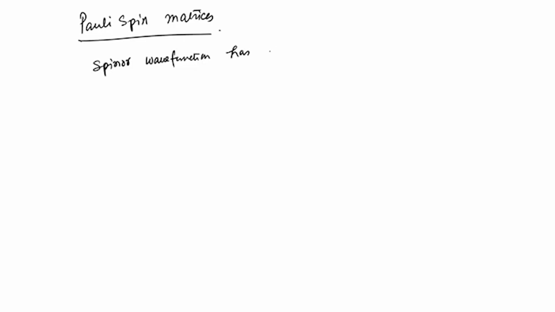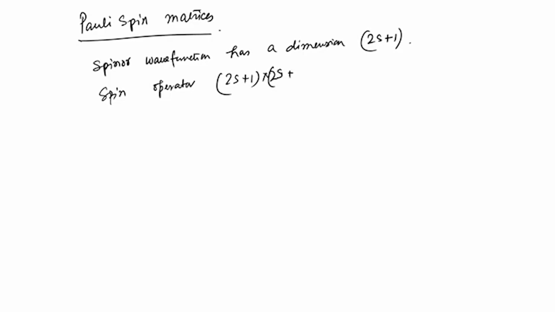The spinor wave function has a dimension which is 2s plus 1. So 2s plus 1 is the dimension, and any spin operators have the dimension 2s plus 1 by 2s plus 1. For s equal to half, we have a 2 component wave function, and we have an operator which is 2 cross 2.